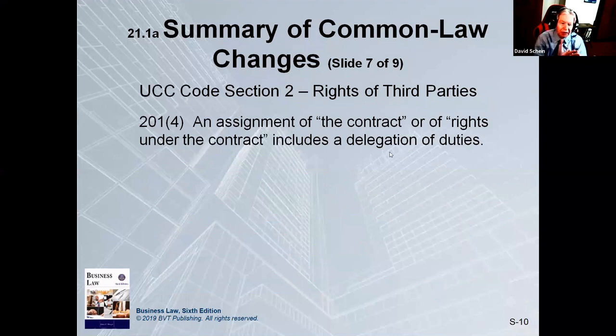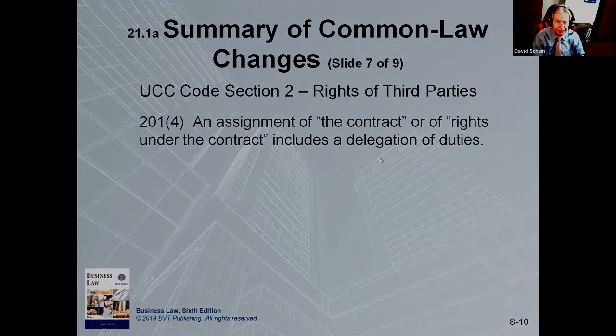Now, under common law, you can separate rights and duties. Remember in our chapter on third parties, we talked specifically about that. We said that the assignment of the contract or rights under the contract can be done separately. Under the Uniform Commercial Code, if you assign the rights, it includes a delegation of the duties. So it is different from a common law contract.